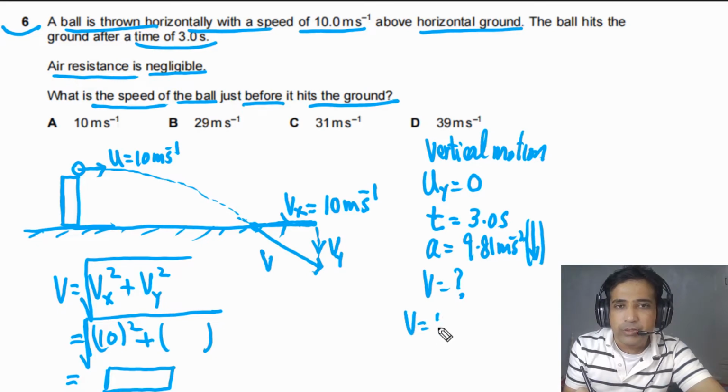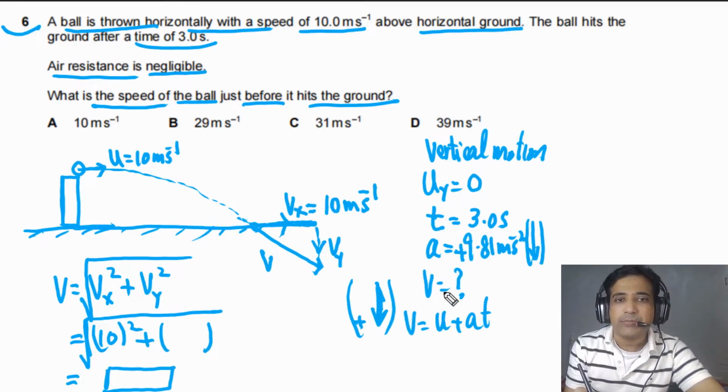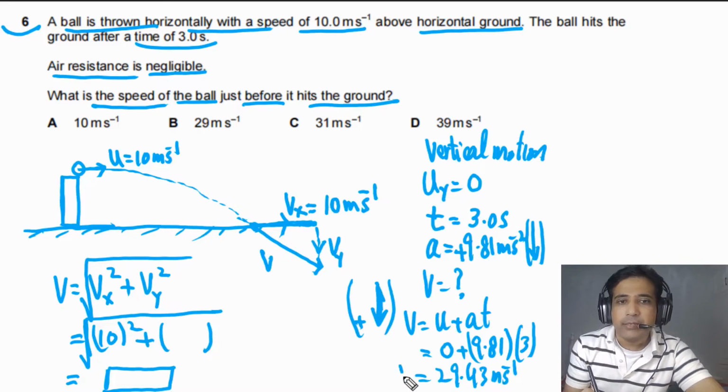So our answer will be positive, meaning the vertical component will be positive. If we take down as positive, it means acceleration is positive. So we can write u is equal to 0, a is equal to 9.81 and time taken is equal to 3 seconds. So our final answer will be equal to 29.43 meters per second. And this is the value of the vertical component of velocity. So this is the value of Vy.